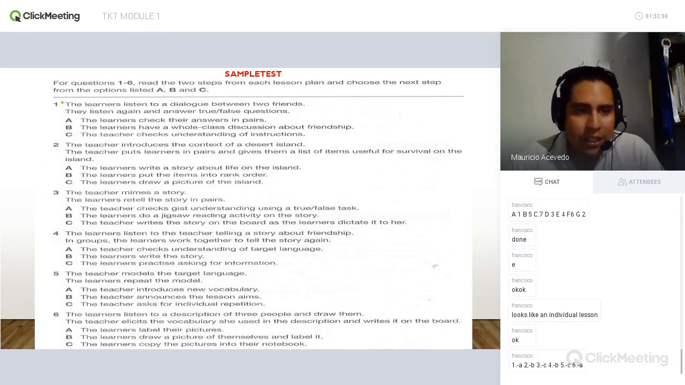And for you, finally, letter C, six. Summary number six is letter A. The learners listen to a description of three people and draw them. The teacher elicits the vocabulary she used in the description and writes it on the board, and the learners label their pictures. Could be, could be.